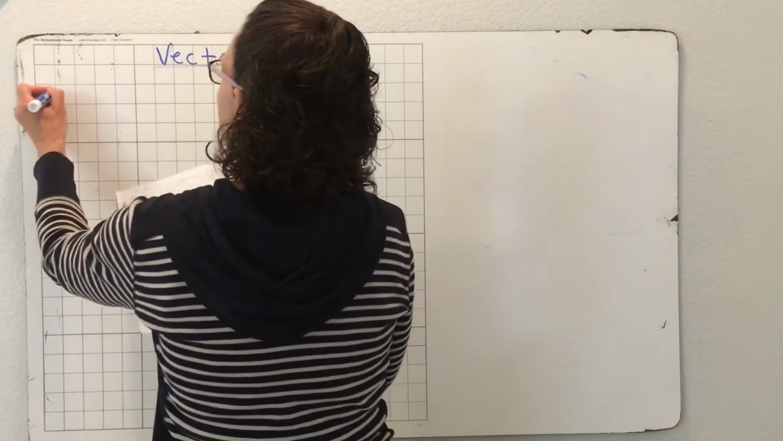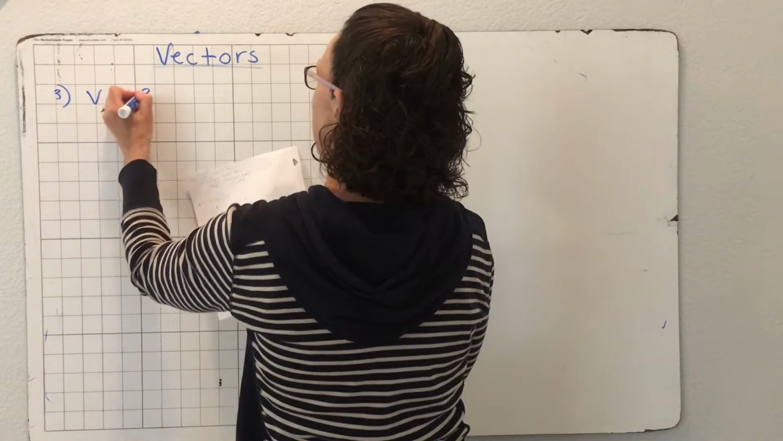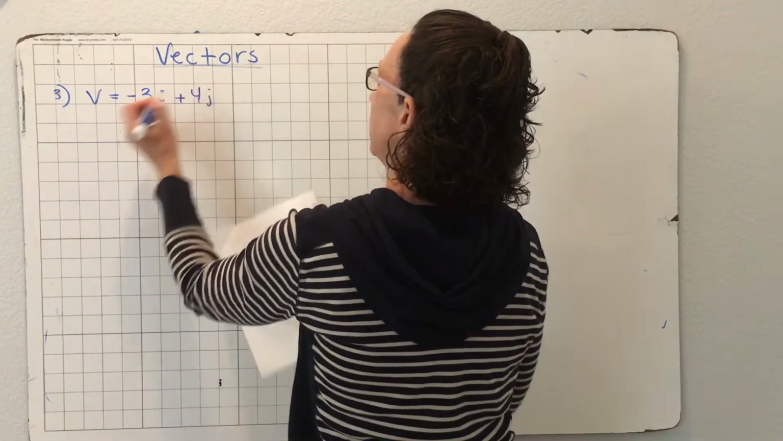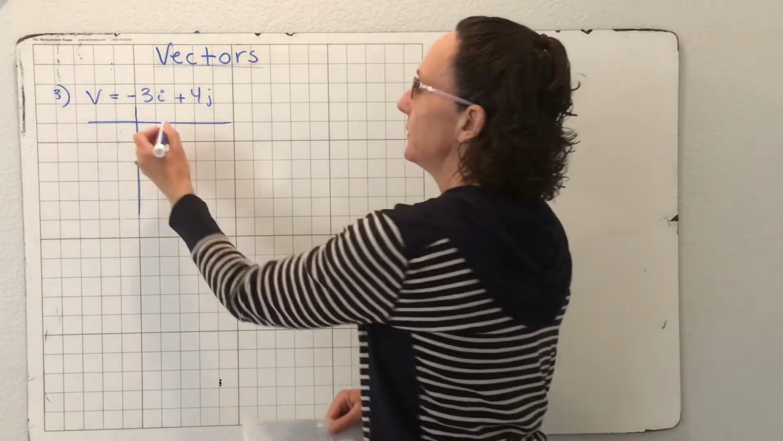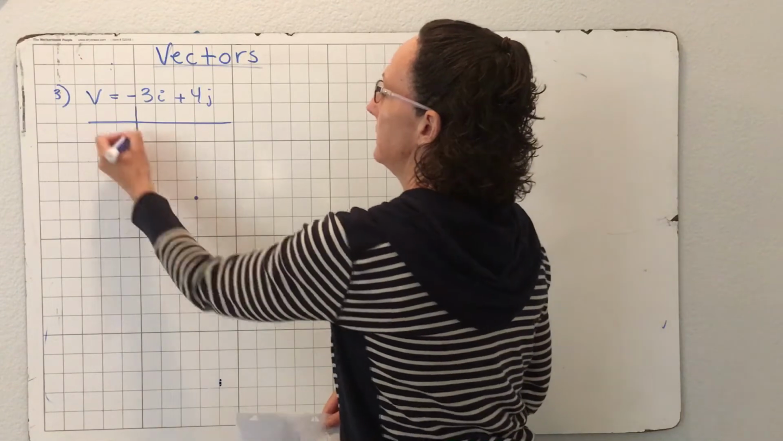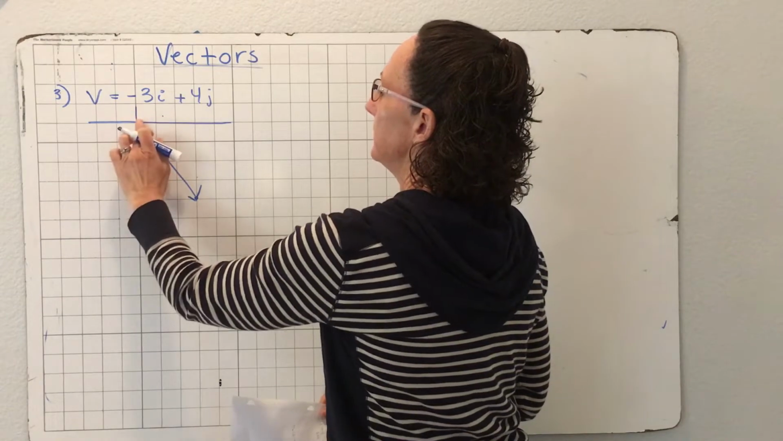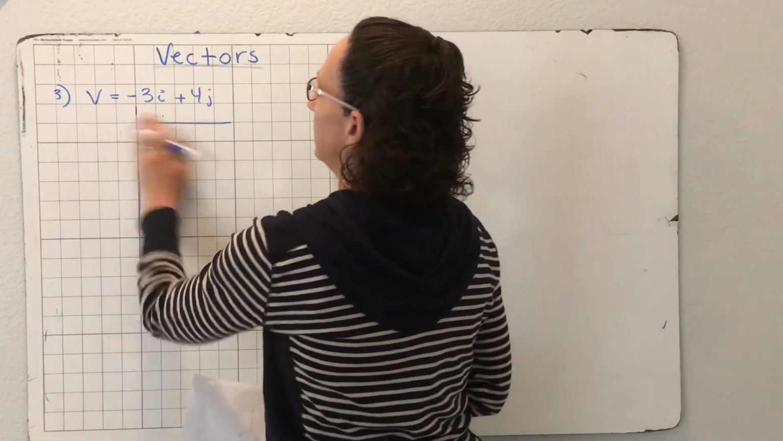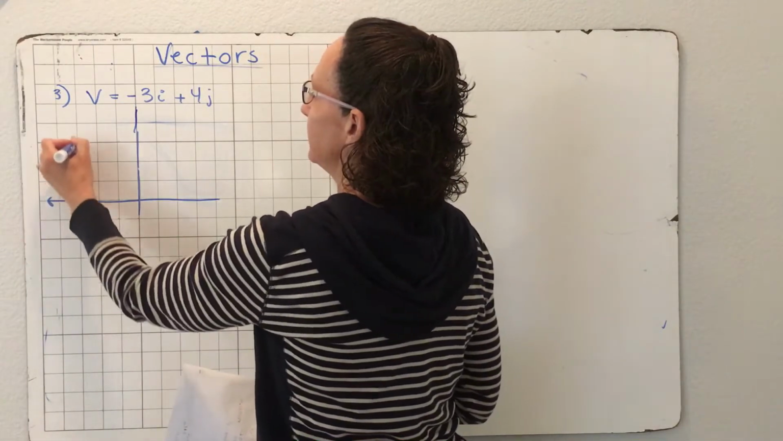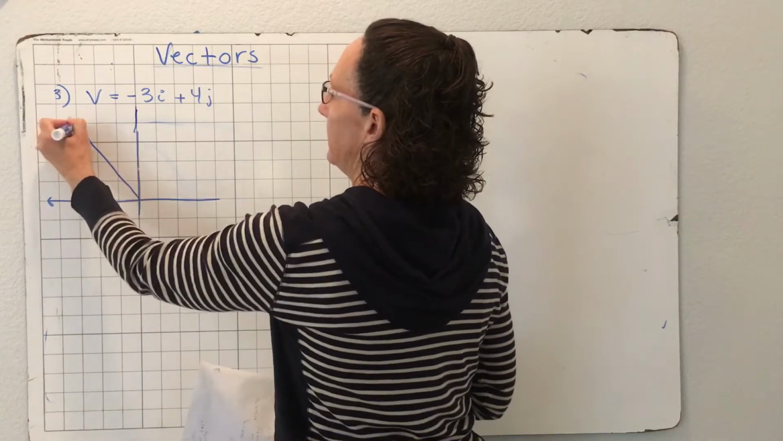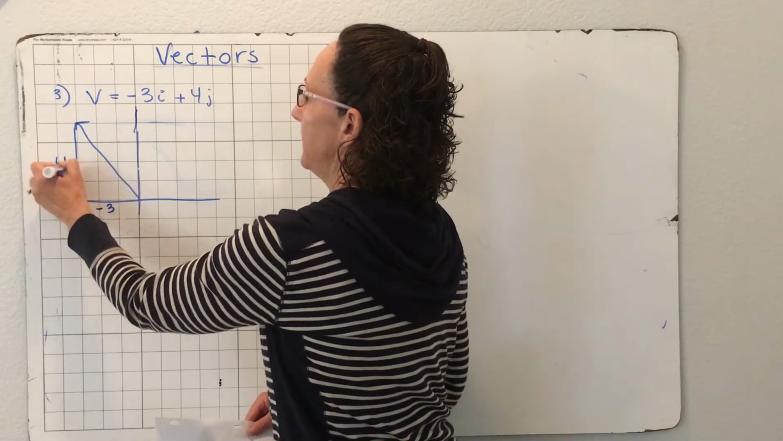Okay, so problem 3, we are going to do vector W is -3i plus 4j. Okay, all right, so to graph that, you go over 3, then up 1, 2, 3, 4. Draw your vector. Oh dear, hold on. Sorry, I did that wrong, hold on. Okay, -3 and then up 1, 2, 3, 4. All right, that's better, sorry about that. Okay, so this is -3, this is +4.